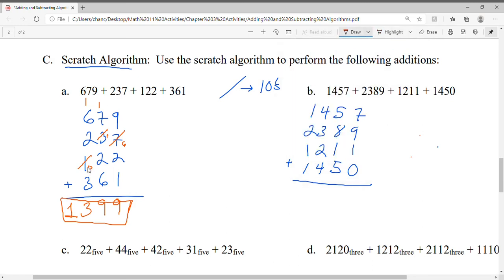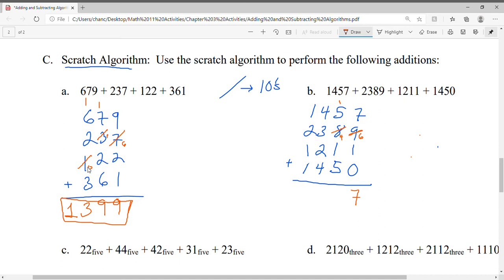So let's use the scratch method. 7 plus 9 is 16. Let's cross out the 9 and put 6. This dash represents a 10. 6 plus 1 is 7. We had one scratch, so we'll carry just a 1 over. 1 plus 5 is 6. 6 plus 8 is 14. We'll put a scratch and then a little 1. Then a 4.